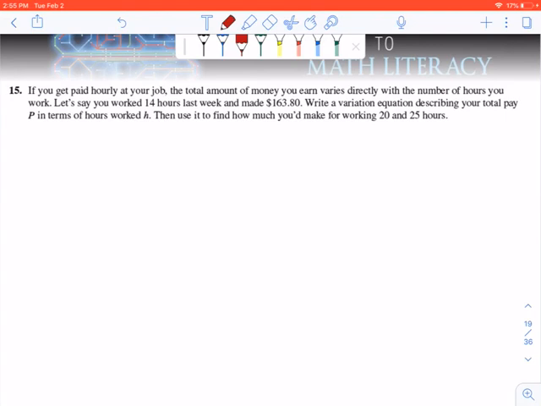So let's say you worked 14 hours last week and made $163.80. Write a variation equation describing your total pay, P, in terms of the hours worked, H. Then find how much you'd make for working 20 and 25 hours. So for our variation equation, we have P equals a constant times the number of hours. That constant's going to represent your pay per hour, and that's what we need to find. We're multiplying the pay per hour times the number of hours to get your total pay.